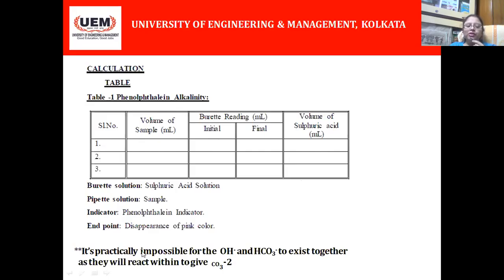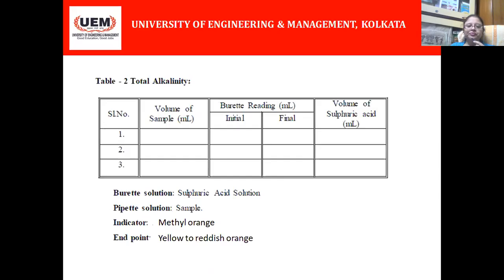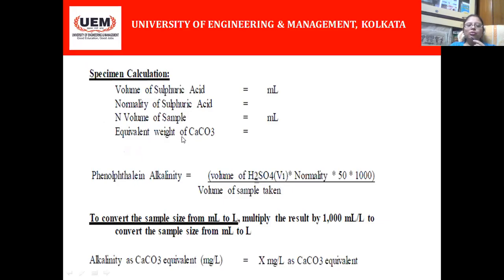So one point you have to note is that it's practically impossible for OH minus and bicarbonate to exist together, because OH minus and bicarbonate will react with each other and form carbonate. So ultimately you will get the carbonate alkalinity. So it is impossible that 3 ions, OH minus, bicarbonate and carbonate, are present in a single solution. Total alkalinity you will measure in the same way, but you will use the methyl orange, and the solution color change will be yellow to reddish. So this is the calculation part.